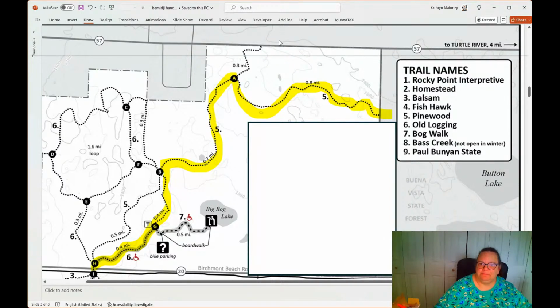All right. One thing I do want to show you is that we have this 5, and it tells us that this is the Pine Wood Trail. So we're following the Pine Wood Trail. And then it turns into 6 down here, which is the Old Logging Trail. Okay, well, let's figure out how far we went.